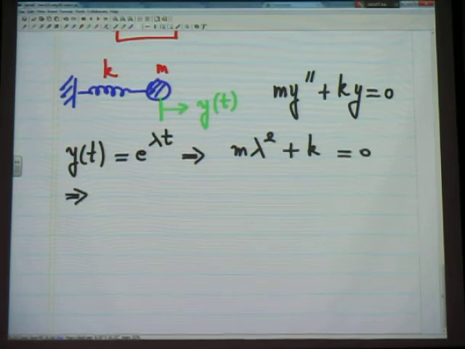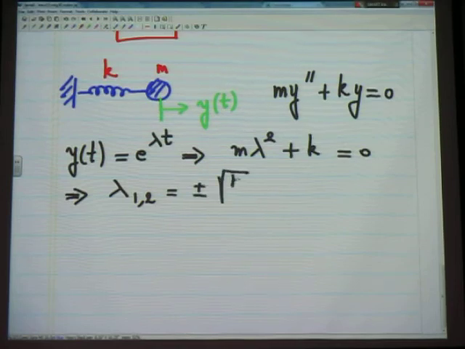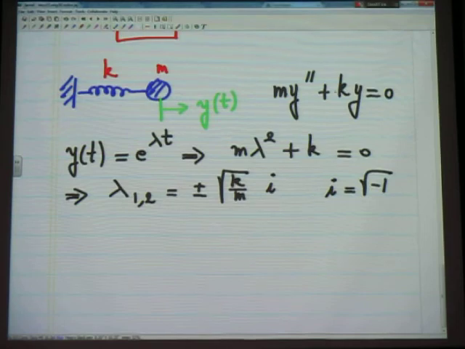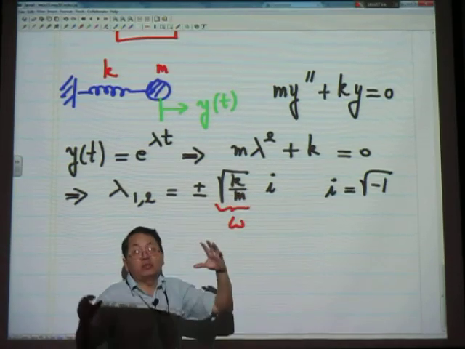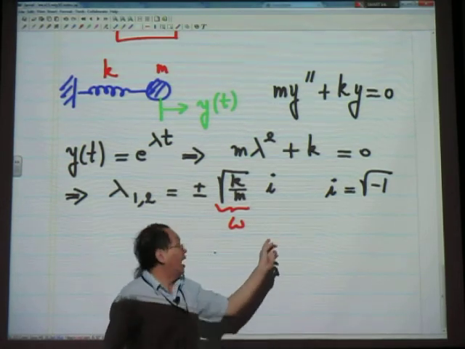So in this case, lambda 1, 2, meaning two roots, that's plus or minus square root of k over m times i, with i being square root of minus 1. And this is omega, the circular frequency. Okay? So the circular frequency is proportional to square root of k and inversely proportional to m. Okay, so that means that the stiffer the structure, the higher the frequency.